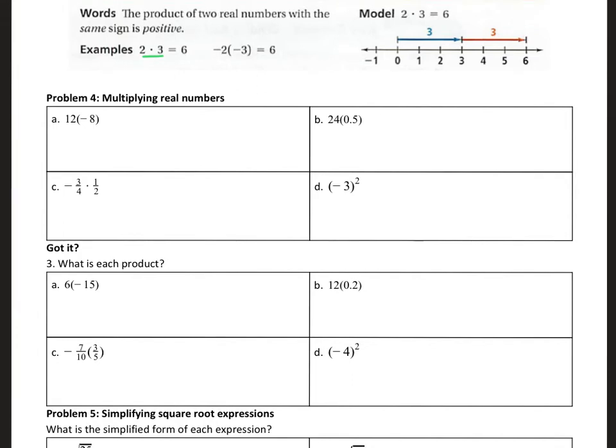So in problem 4, I'm going to go through this fairly quickly, and if you're not great with your times tables, I know it's fine to use a calculator, but just try to do these without a calculator, just to practice, okay? So in this first one, 12 times negative 8. They are opposite signs, so I know my product is going to be negative. So 12 times 8 is negative 96, okay? Part B, they're both positive. They're the same sign. 24 times a half, it's just going to be positive 12, right?